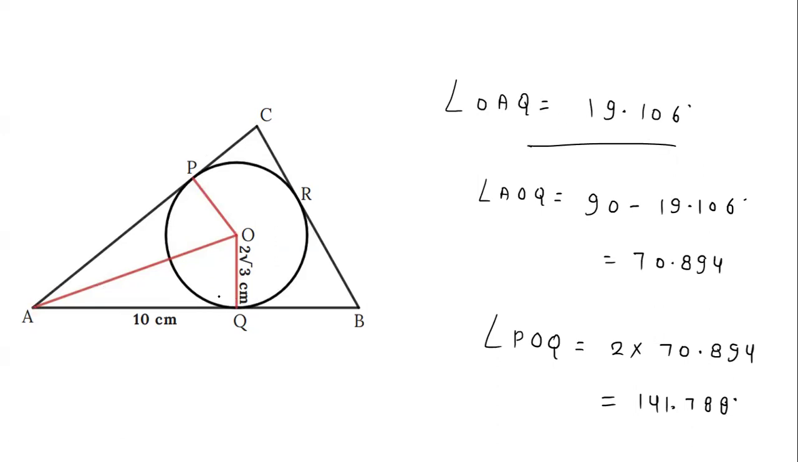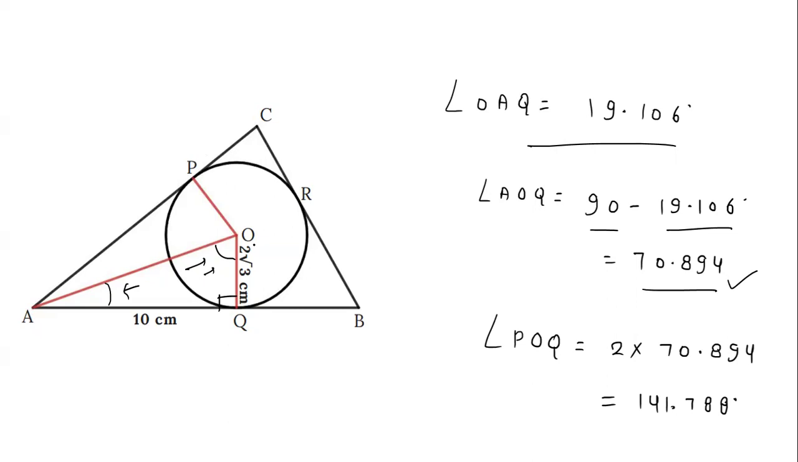So if you know this angle is 90, and you know this angle as 19.106, then you can find this angle value as 90 minus this, which will come like 70.894. So this angle value is 70.894 degree. And how do we find this? Because we know the sum of the angles of a triangle is 180 degrees. So from that property, we find this value as 70.894 degree.